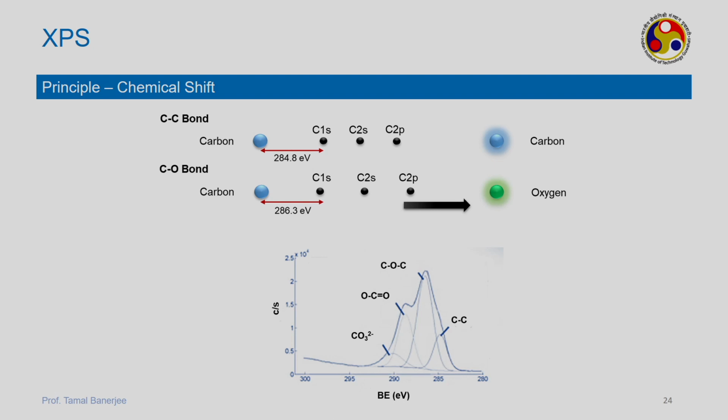For example, in a carbon-carbon bond, the carbon 1s orbital is held at 284.8 eV when there is carbon attached to it. But in the case of a carbon-oxygen bond, it is held more tightly, at 286.3 eV, because of the electronegative atom. Because of this, you will get different values corresponding to different attachments.